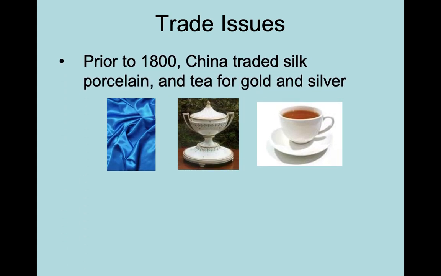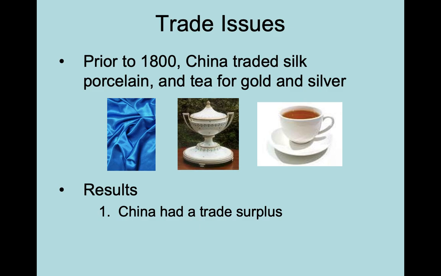Prior to 1800, China had a very successful trade partnership with Europeans. They were able to trade three major goods: silk, porcelain, and tea to European countries in exchange for gold and silver. This trade relationship resulted in China benefiting from trade and having what is known as a trade surplus, where they were sending more goods out of their country than they were bringing in goods from European countries. And since they were trading for gold and silver, it was very profitable for China to trade these goods.